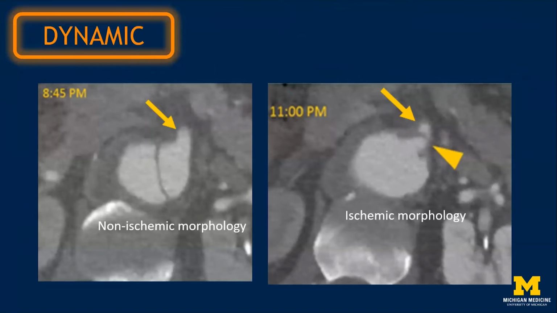As mentioned, dynamic obstruction involves draping of the dissection flap over the branch vessel ostium. In this patient, we see development of dynamic obstruction in the span of about 2 hours. On the left image, the true lumen, which is oriented on the left of the aortic lumen supplying the SMA, is open, it has an ellipsoid configuration, and the SMA therefore is not obstructed.